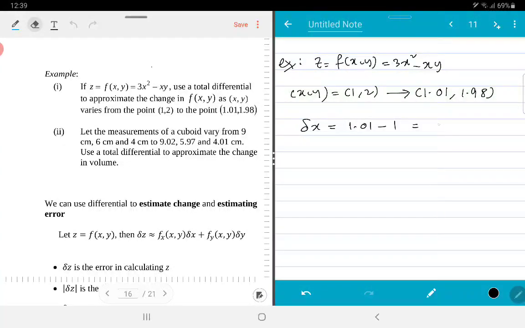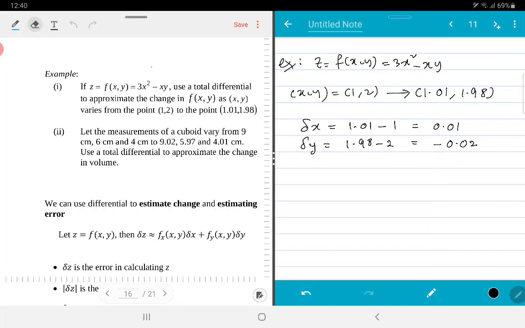So from here you can see that there is an increment in x by 0.01, and the change in y is 1.98 minus 2. So here it is negative. For y, it decreased by 0.02. Okay, so x increases by 0.01, and y decreases by 0.02. So we want to know what happened to z, the approximate change in z.